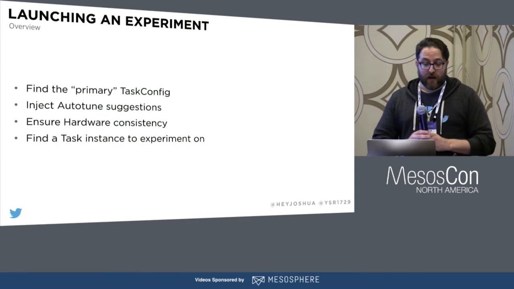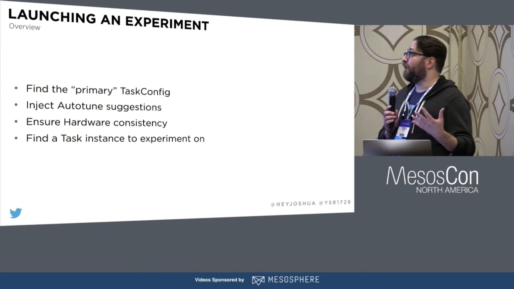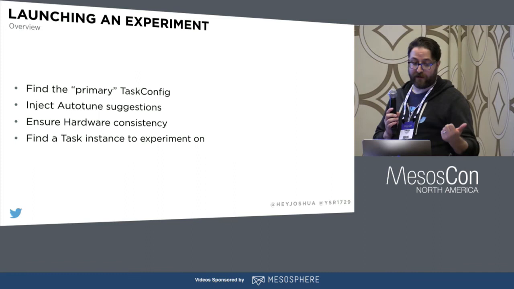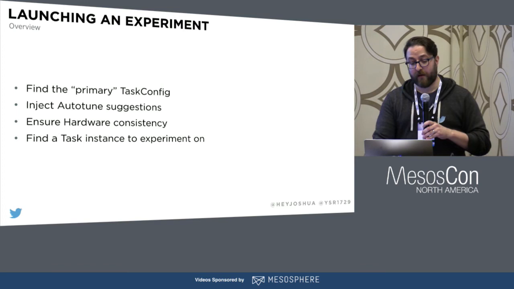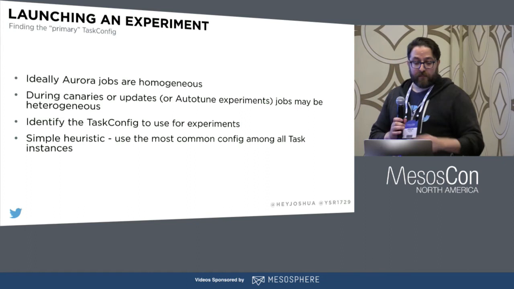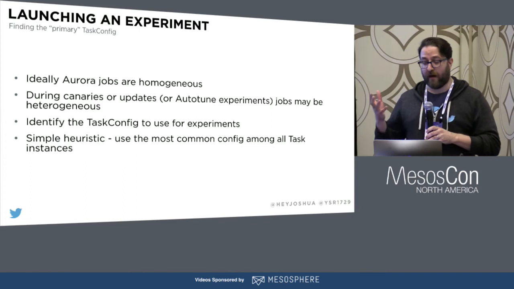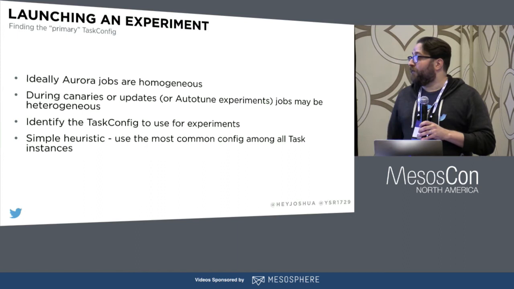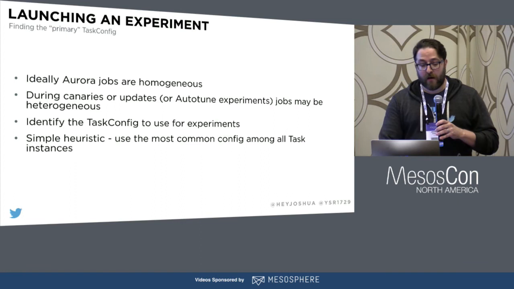So this is sort of the overview of the process that we need to take when we go to launch experiments on Aurora. By the time we're talking to Aurora, we already have our suggestions from Twitter's BayesOp service. So effectively, we need to find the primary task config from Aurora, inject our suggestions from the BayesOp service, make sure that we're consistently running it on the same hardware platform, and then finally pick an instance to run it on. Ideally, Aurora jobs are homogeneous, but during canaries and updates, they might not be. So we need to pick a task config that identifies the base level task config that we can make all of our experimental changes to. We use a simple heuristic for this, which is just picking the most common task config among all instances, but if we needed to, we could do that differently.